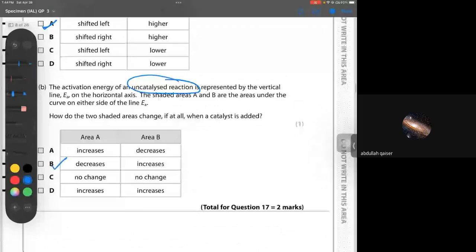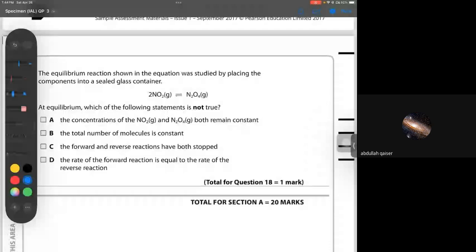It's a baby question. This is Unit 2. Shaded area, oh my god, it's the drawing paper. It's a very easy paper. Then the next question: equilibrium in the equation was studied, the constant at equilibrium, which of the following statements is true.